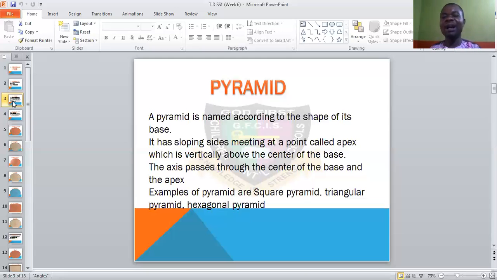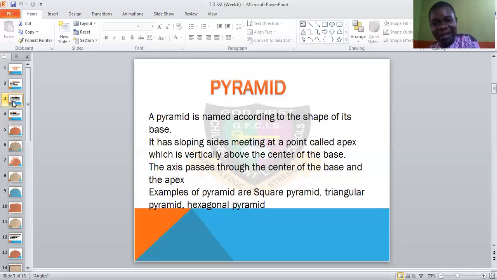Quick take note. This one is above, it's vertically above the base. That is, you have the base. These sides are facing each other. It's called the base. And the apex is their meeting point. The axis passes through the center of the base and the apex. That's what we have said.